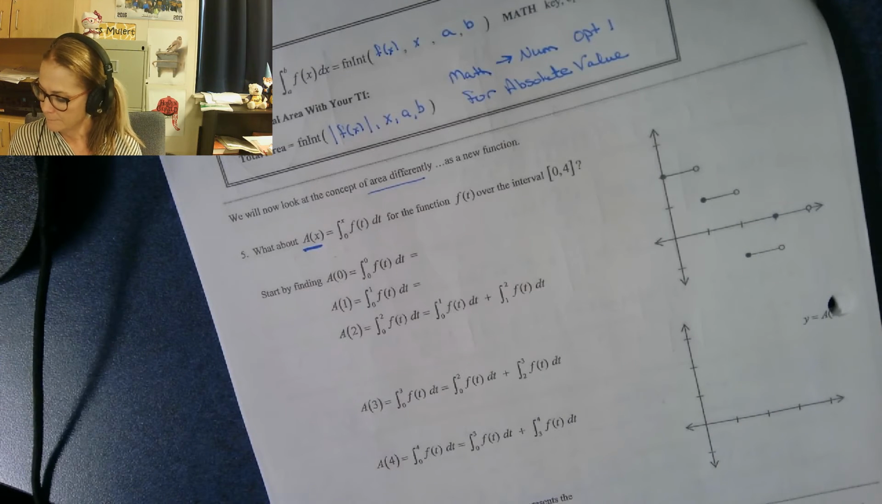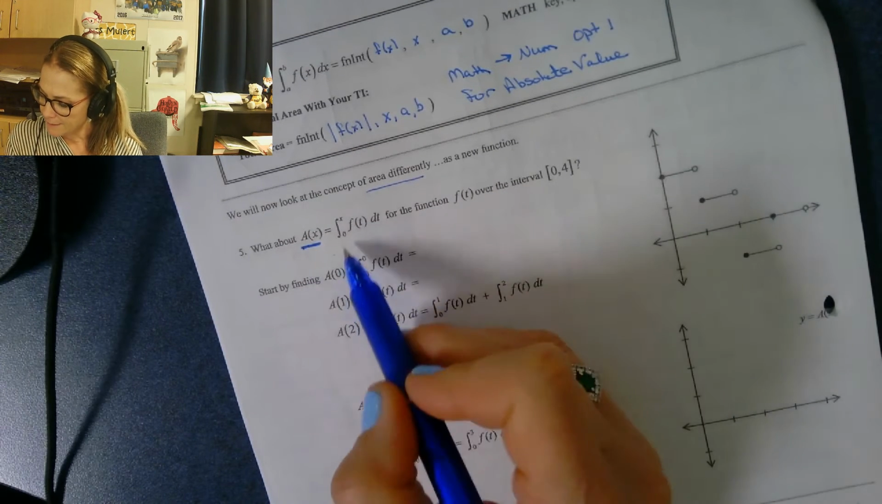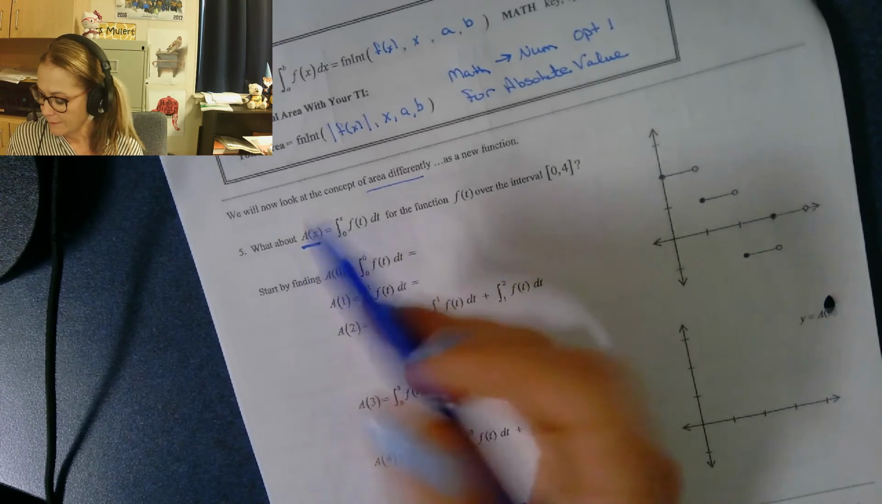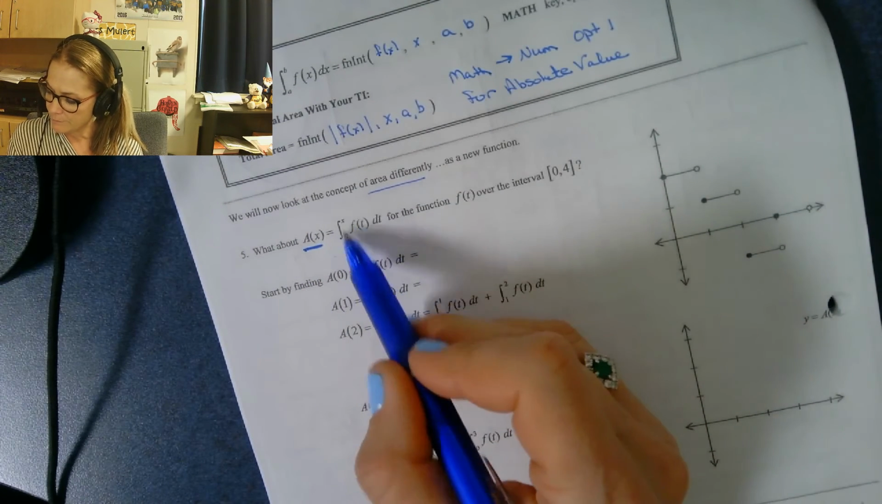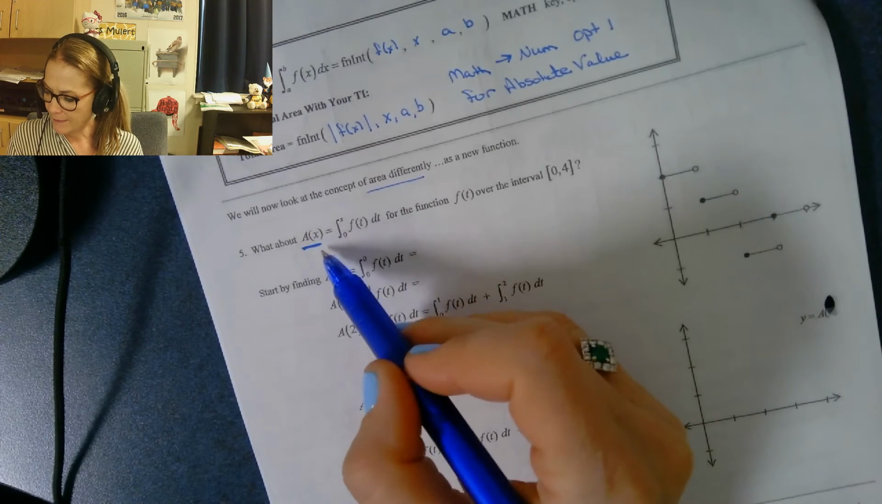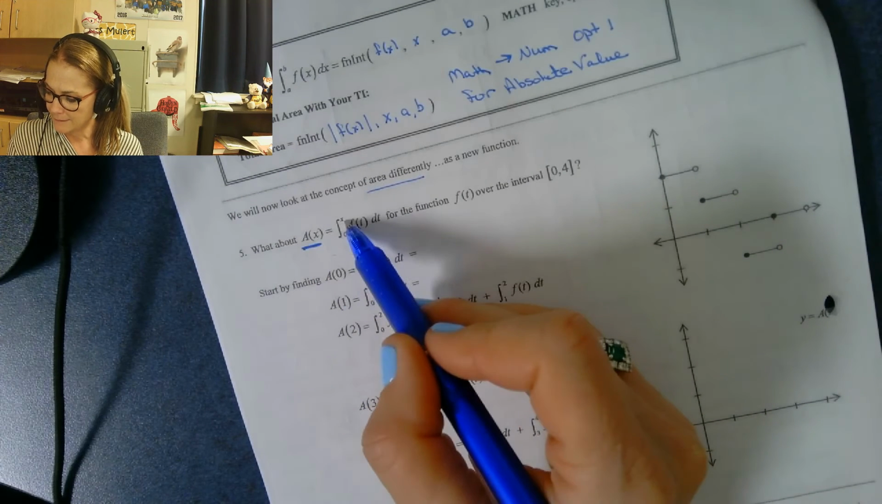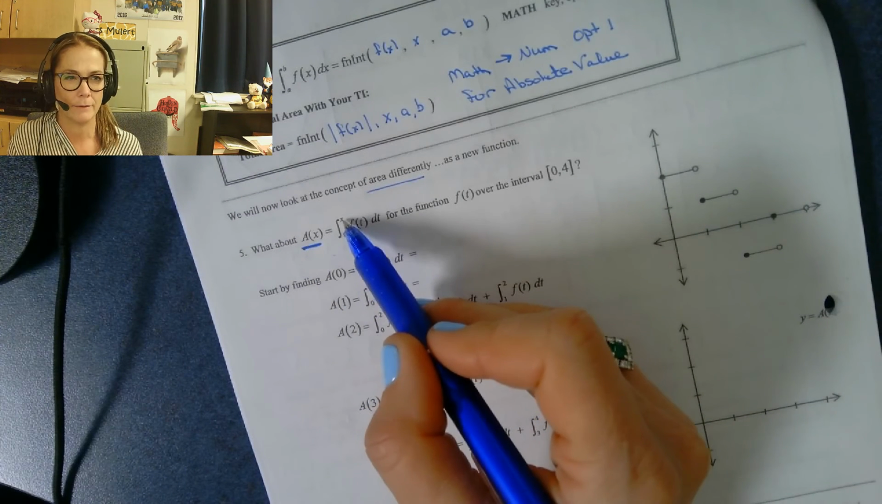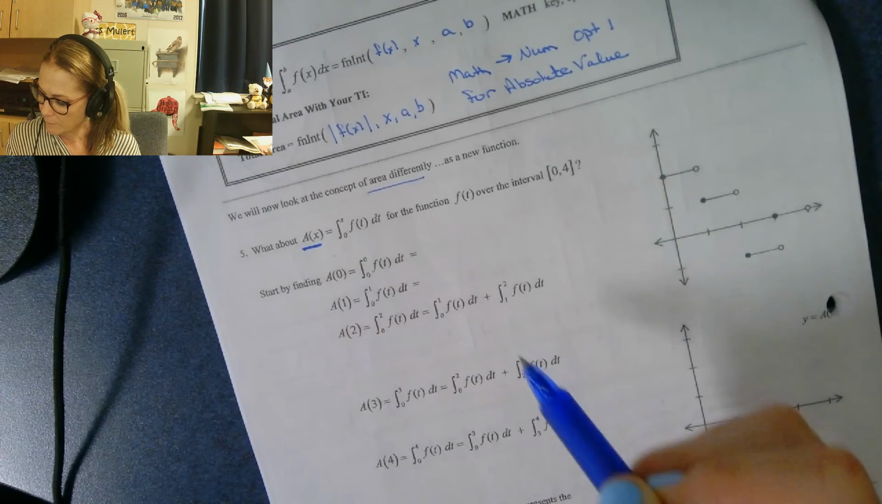So this is area here, A of x, is the integral from 0 to any x. Like if I wanted to plug numbers into a function like f of x, A of x, you'd plug the x in as the upper bound. Okay, so that's what we're going to do here.